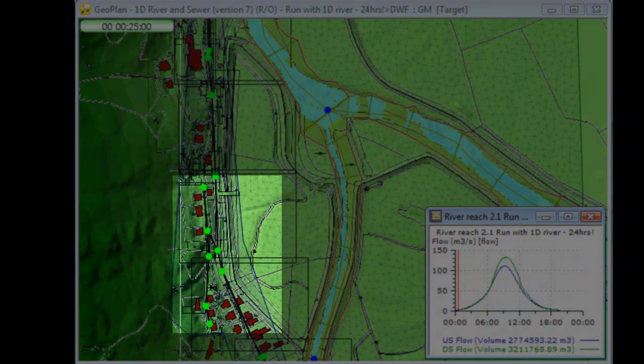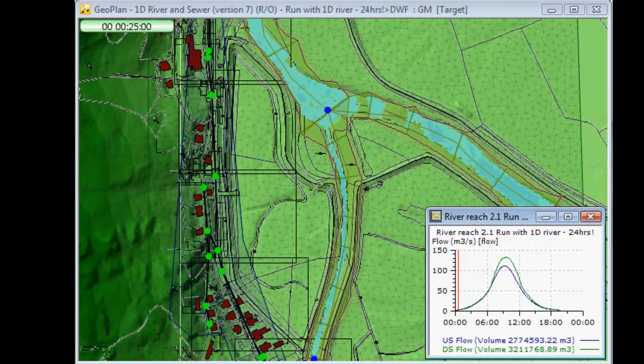In InfoWorks ICM, we want to analyse the cause of flooding, and it's the properties in this area of the network which show flooding in rainfall storms and afterwards. So in InfoWorks ICM, the stormwater network and the river system and the associated floodplain were modelled together in one integrated catchment model. So let's play the results and have a look at what happens.